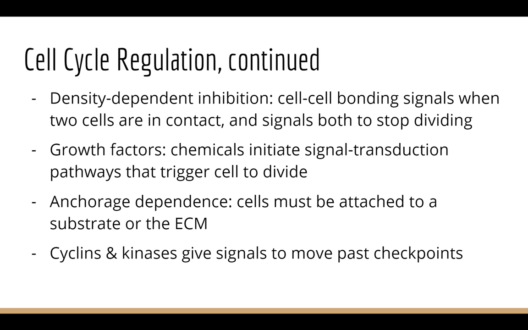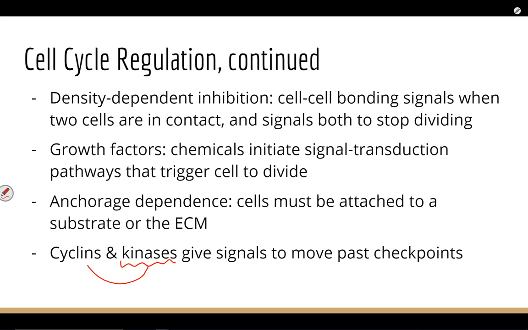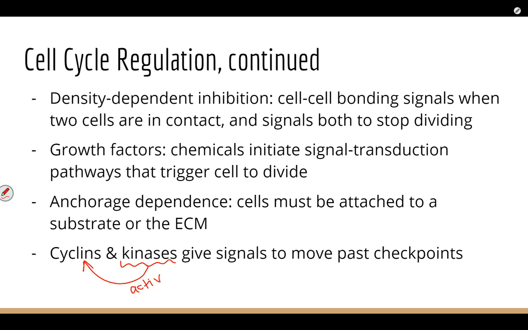So as part of those signal transduction cascades, these kinases phosphorylate and activate proteins called cyclins, whose main function is to regulate the cell cycle. Hence the name cyclin.